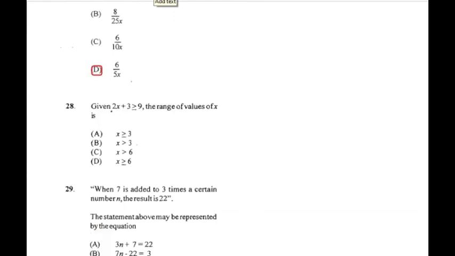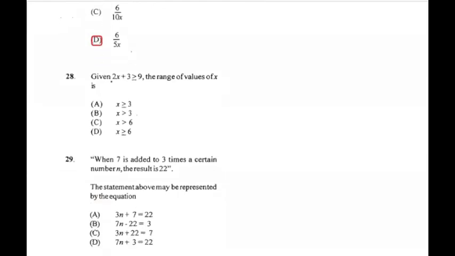28. Given 2x plus 3 being greater than or equal to 9, the range of values for x is. So we're trying to solve this inequality and we're looking for the range of numbers. So the first number that we find should allow the left side of the inequality to be equal to 9, and then the other numbers will make the left side of the inequality greater than 9. Hence, we will fulfill both requirements of the inequality.